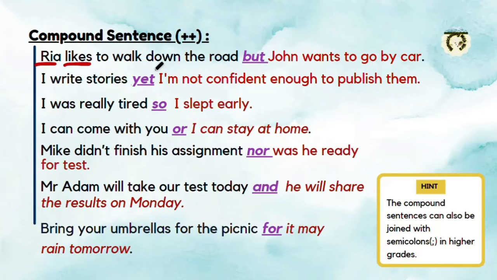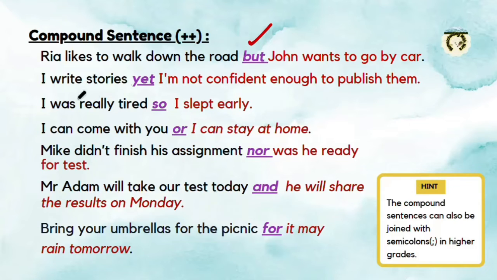Ria likes to walk down the road, but John wants to go by car. We have a subject and verb here. Subject, verb, subject, verb. On either side, the sentences are complete. They are giving proper sense. If I even remove this "but" and put a full stop, Ria likes to walk down the road. Finish. John wants to go by car. Finish. But we want to make it a compound sentence, so we will use "but" because these two statements are contradictory. Ria likes to walk, John wants to go by car. "But" will be the appropriate conjunction in this compound sentence.